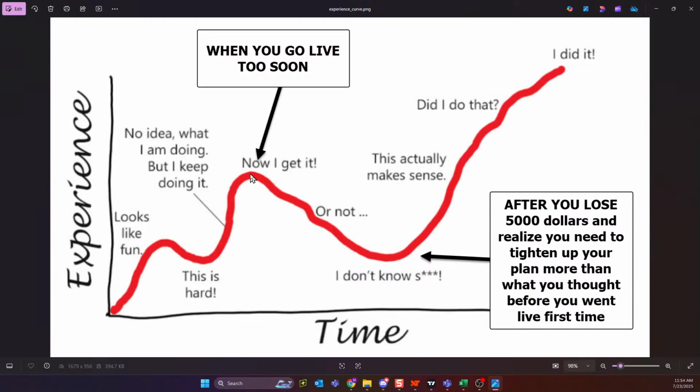And then you go live. And guys, you are so blessed to be in a world where there are prop firms, where you can make a $50,000 mistake for 20 bucks, right? Or 50 bucks, whatever it costs to get a prop firm account.